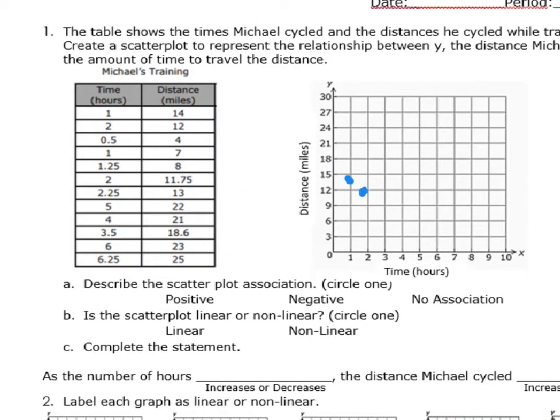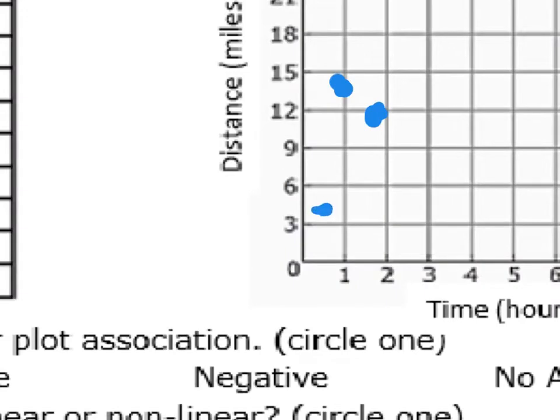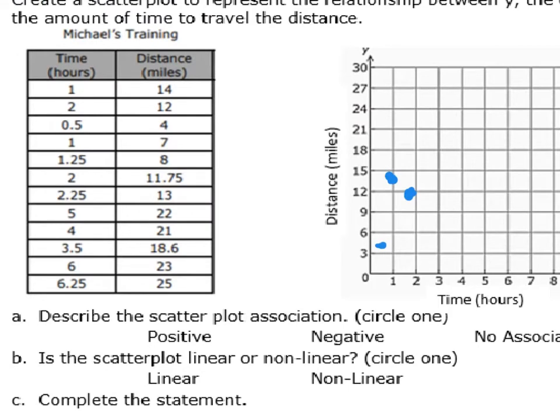And then for 0.5 hours, he cycled 4 miles. So that's going to be in between 0 and 1. And then that's 4, so a little bit more than 3. Let's see what I can get right there. Another time when he cycled, 1 hour, he traveled 7. That's above 6. 1.25 hours and 8 miles, so a little bit more than 1, and he traveled 8. 2 hours was 11.75, so it'll be like right here.